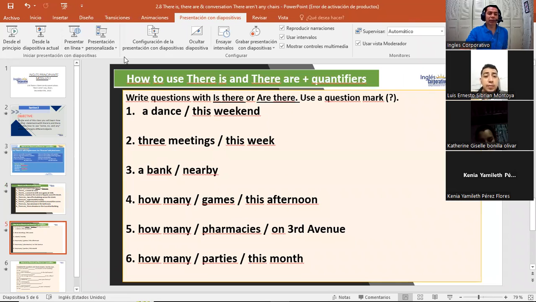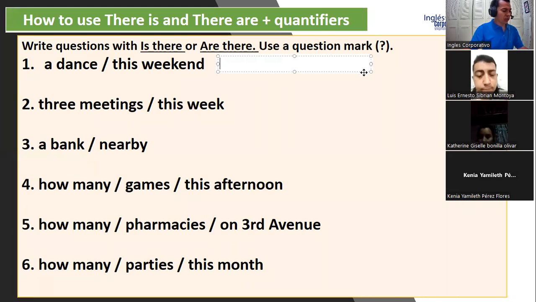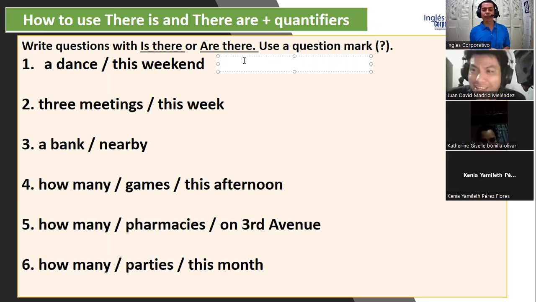Use a question mark. Aquí sí vamos a subirnos. Acá y vamos a escribir con este recurso. Ok. Good. Nos quedamos con Catherine, ¿verdad? Sería Mr. Madrid Meléndez, please. It's a question, David. It's a question. So you're going to say, is there or are there, right? David? Excuse me. Is there?